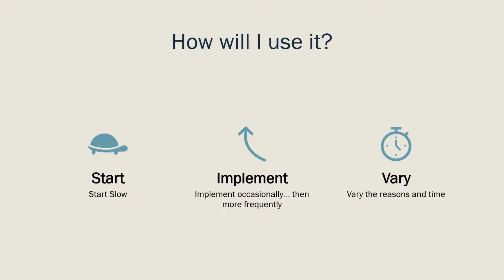Now, how will I use it? I have 3 main parts. I want to start slow, I want to implement occasionally, and then more frequently, and then I want to vary the reasons and the time that I use this. So basically, I want to make sure that I start off using this slowly. I don't want to jump in and turn the students off to productive struggling right away.